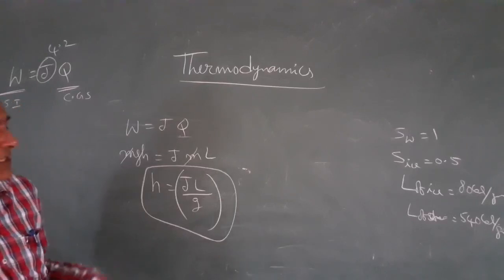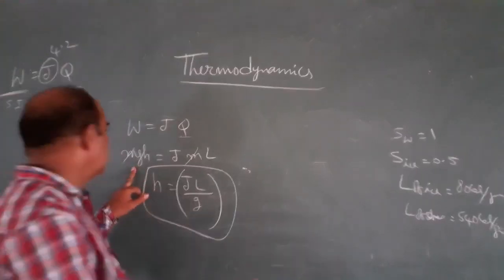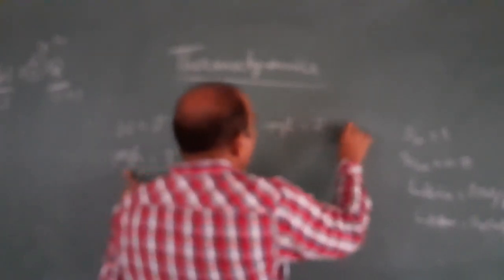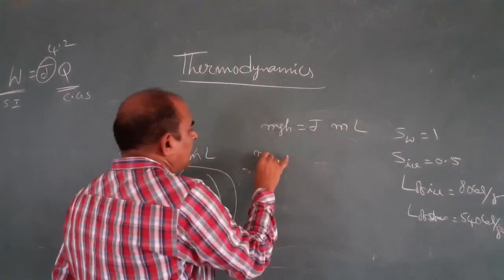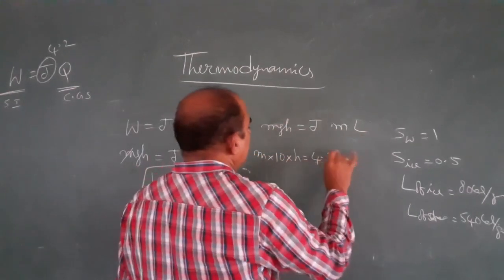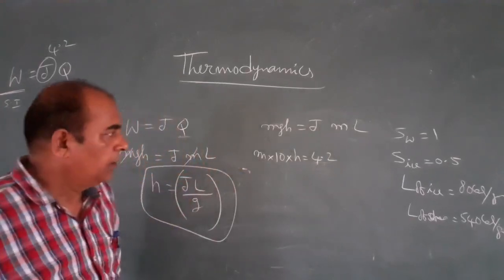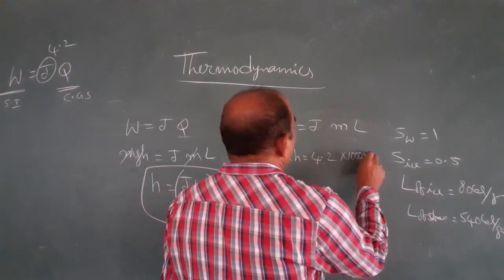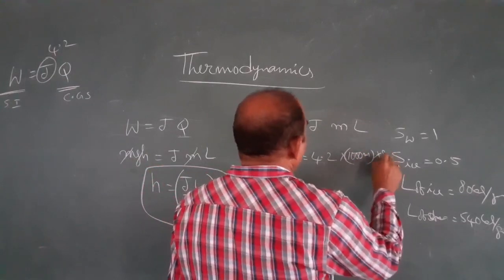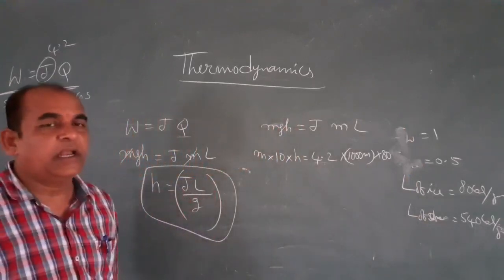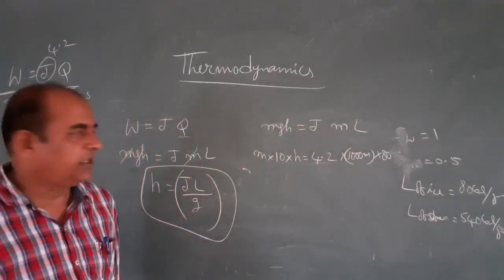But in a practical system, how to do this problem? mgh is equal to J into mL. We have to calculate the height h. J value is 4.2, mass m is 1000 grams, into L value 80. L is 80 calorie per gram, the latent heat of ice.